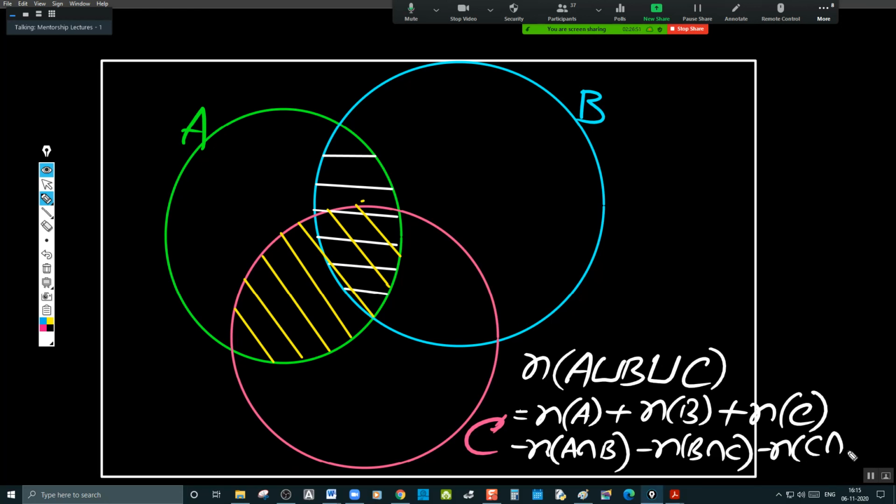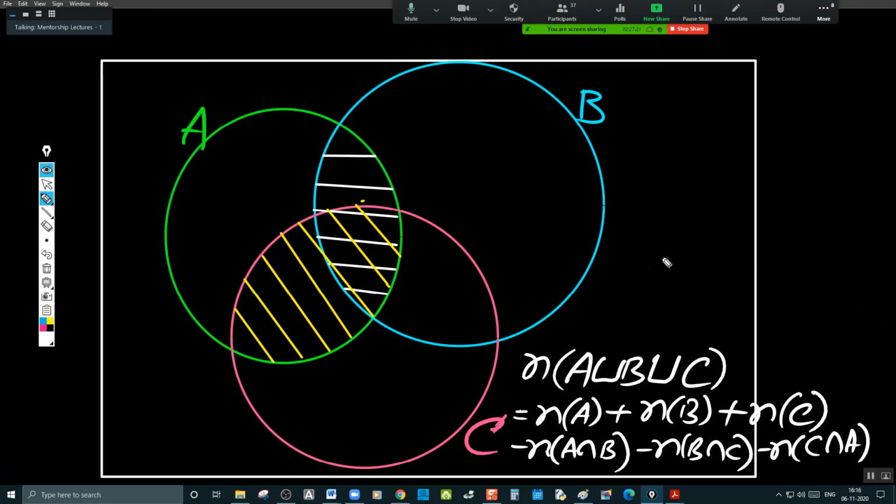Then if you subtract like that, it is subtracted once. Again it is subtracted. Again this is also subtracted. 3 times it is subtracted. Correct now. So that's the reason why that common part will be completely eliminated, and hence you have to add it.